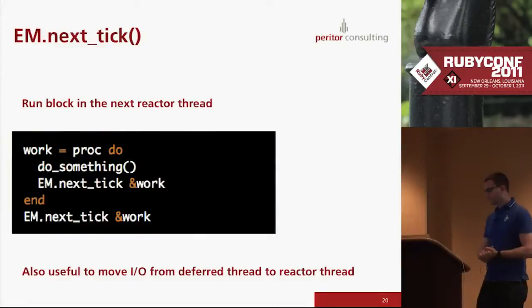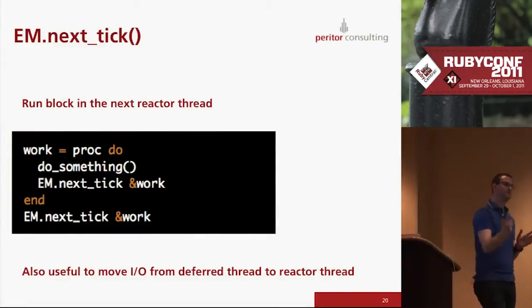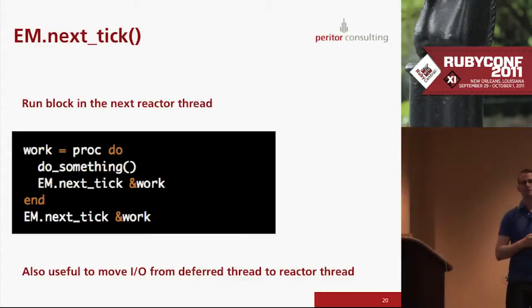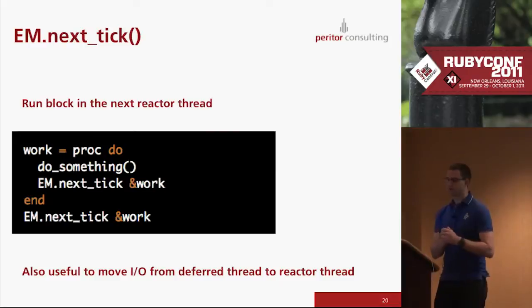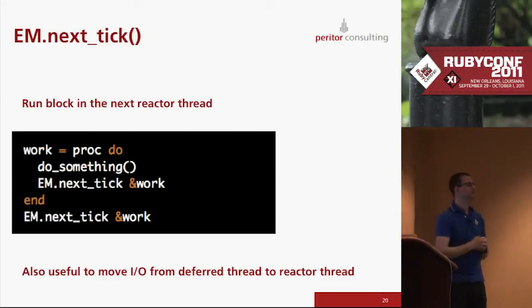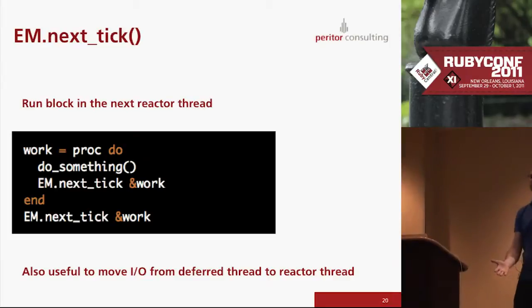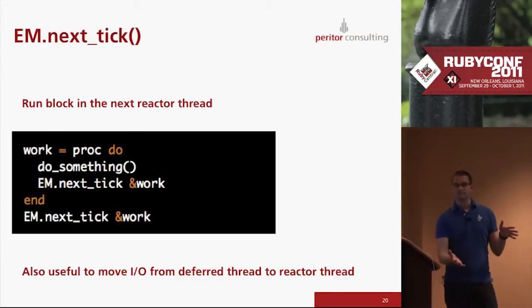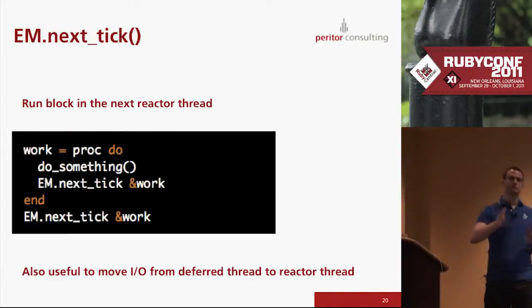So EM.next_tick, you give it a block, and what it does is it schedules it to run in the next iteration of the loop inside the main reactor thread. And what you can do with it is, for one, you can come back from a background thread. Or the other thing is, if you have a very big piece of work that you need to be doing, like reading thousands of messages on a socket, you can just read a couple of messages and then reschedule yourself to run in the next iteration.